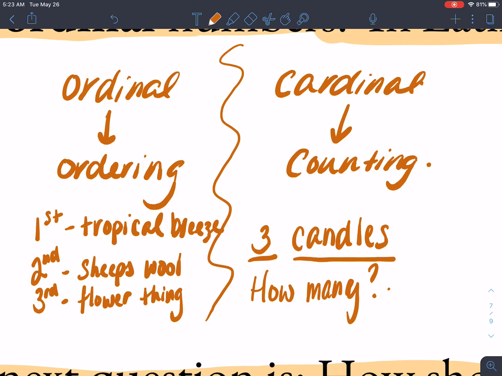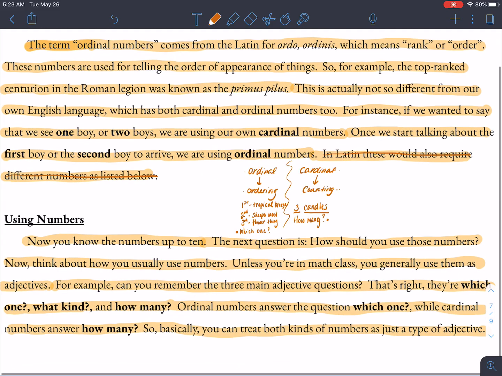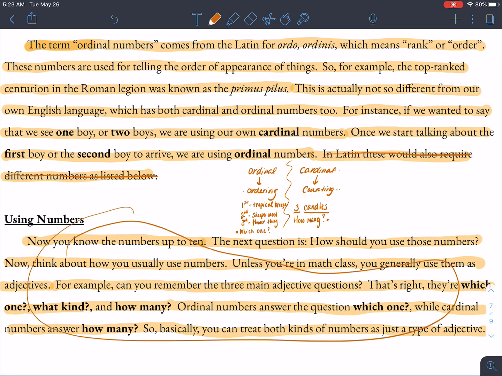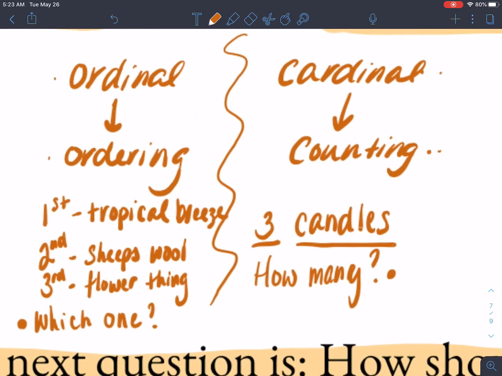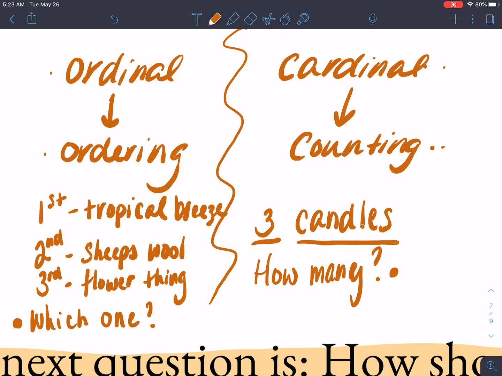So if my friend wanted to ask me about that, he would say, which one? Which one did you get first? Okay, so when you're ordering things, ranking them, the question is which one? But if you're counting something, the question is how many? Okay? So that's pretty much just what all this stuff down here says. All right? Ordinal asks which one, cardinal is how many. Okay? And just remember my silly example with candles. I don't know why I picked candles. That's really weird. I'm sorry.